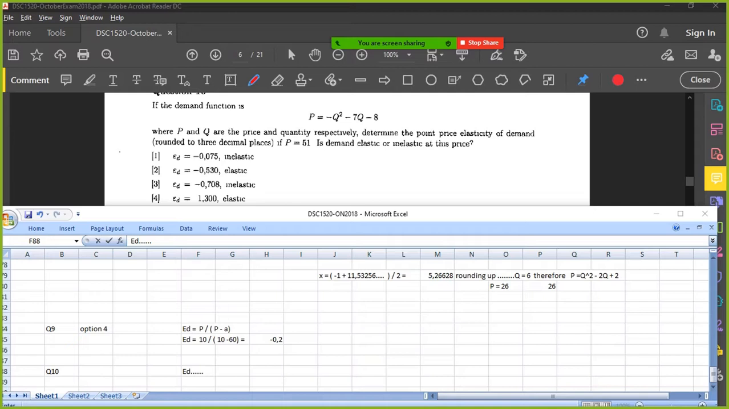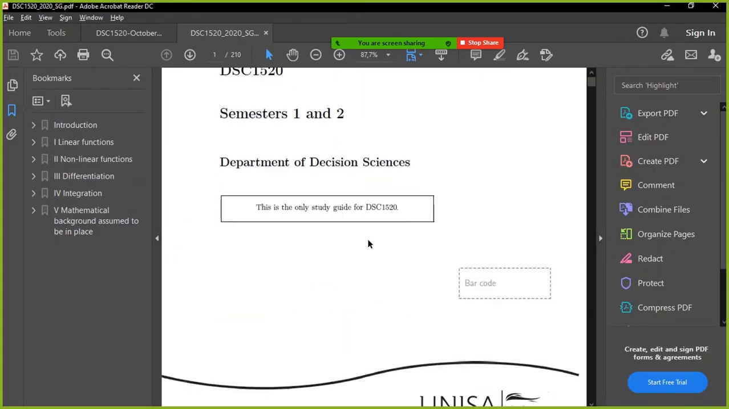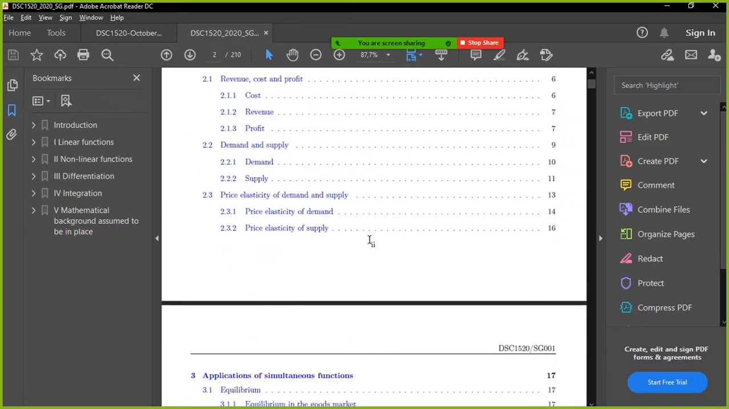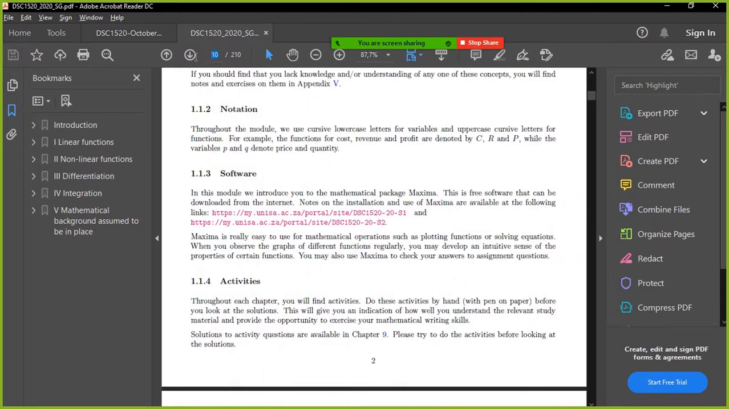I'm going to go back to the notes. I remember seeing it in your notes. It was quite well presented as well. So let's just go back to this. And this is point elasticity of demand, I think it was page 110. Is it non-linear, eh? 110?